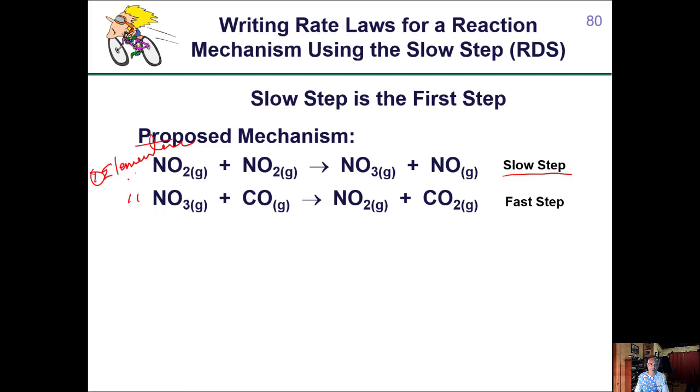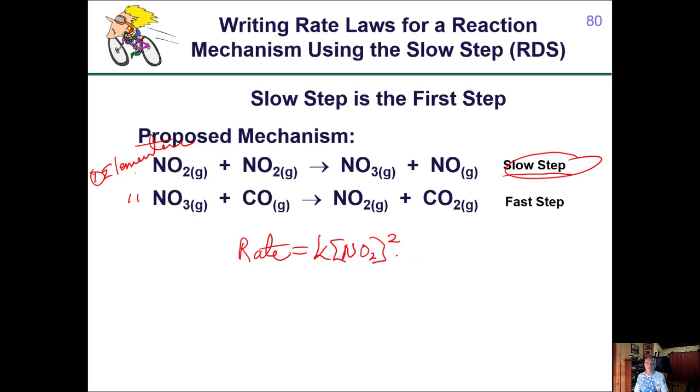If the first step is the slow step, you can write the rate law directly from the molecularity of that slow step. So our rate law would simply be k, and there are two nitrogen dioxides, so that would be [NO2]. It's bimolecular, and so it would be second order in nitrogen dioxide. So if you have a slow first step in a proposed mechanism, you can write the rate law for that slow step based on the molecularity of that first step.